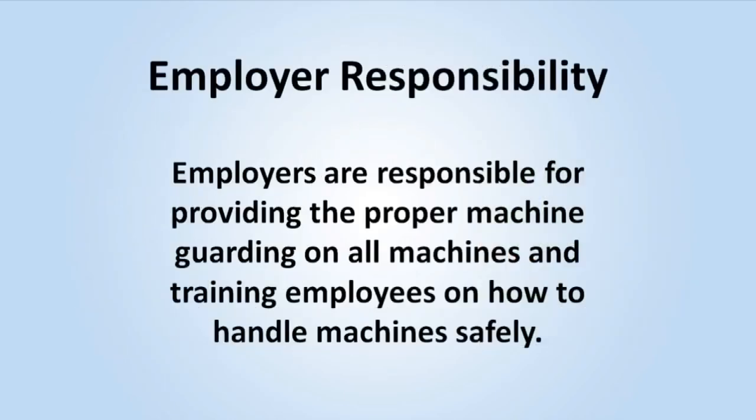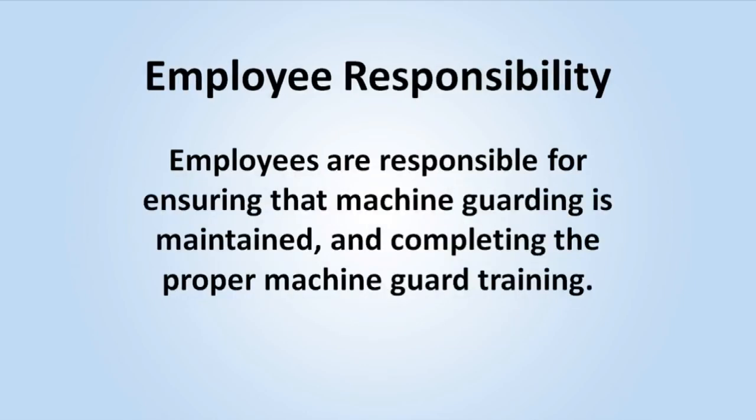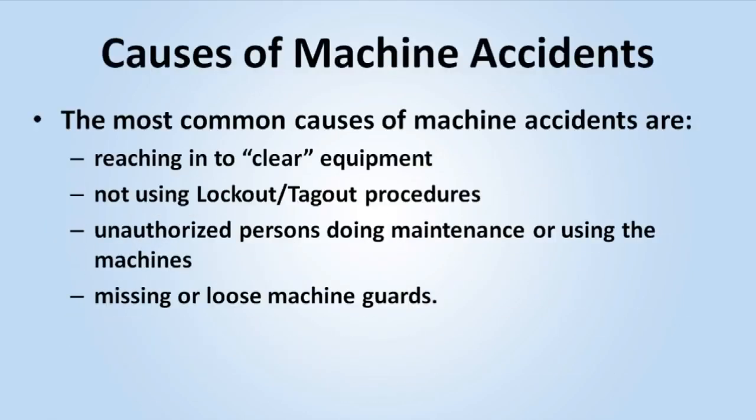Employers are responsible for providing the proper machine guarding on all machines and training employees on how to handle machines safely. Employees are responsible for ensuring that machine guarding is maintained and completing the proper machine guard training. The most common causes of machine accidents are reaching in to clear equipment, not using lockout, tagout procedures, unauthorized persons doing maintenance or using the machines, and missing or loose machine guards.